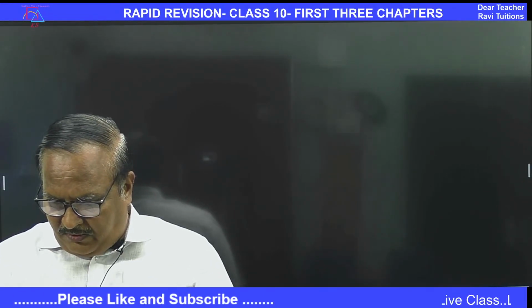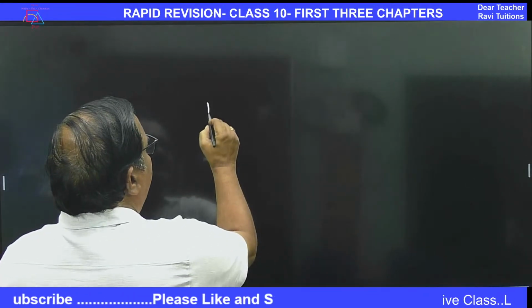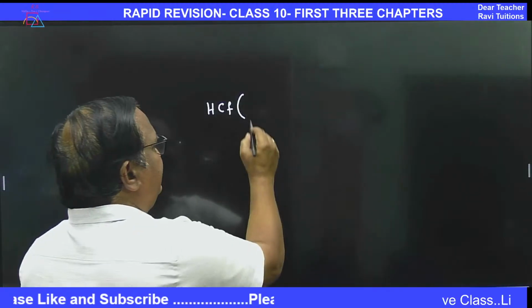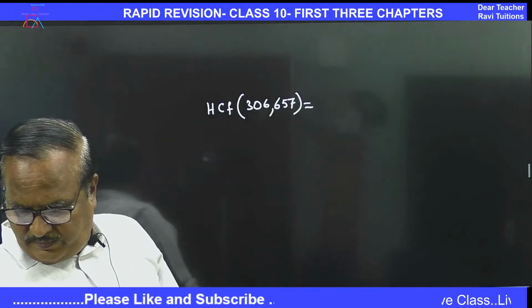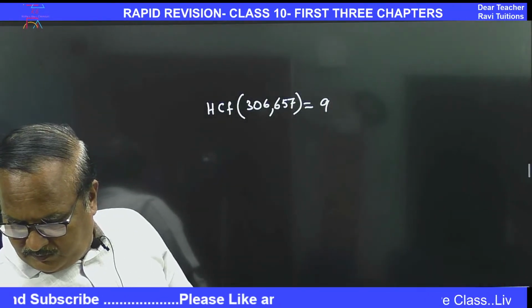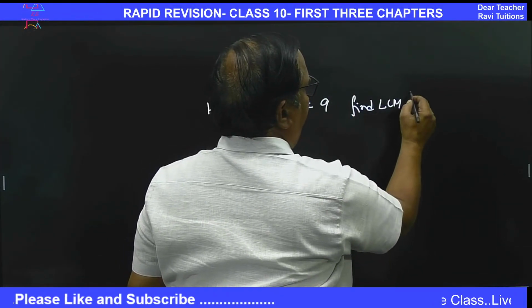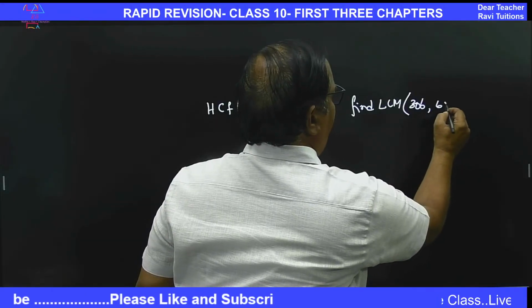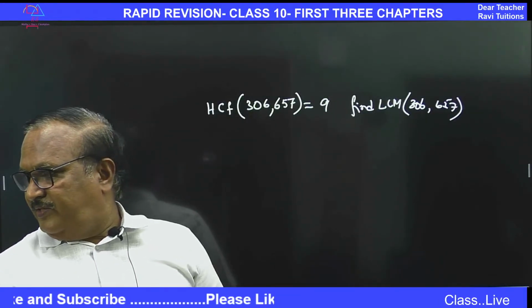Now the fourth question. Given that HCF of (306, 657) is equal to 9. Find LCM of the same 306 and 657. Okay. So this is the question.